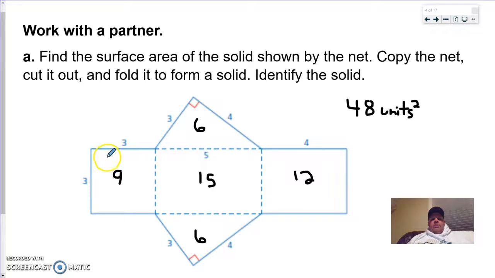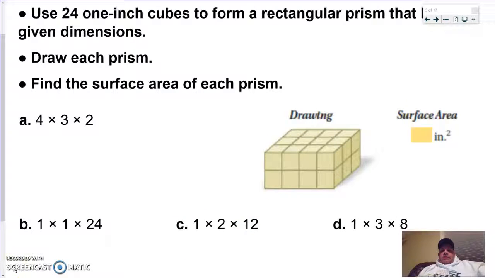Again, finding the surface area of each individual piece and then adding them all together. This is a triangular prism because we have triangles as the base. In our next example, they ask us to draw each prism. I've drawn the first one. Actually, the book drew the first one for you. This is 4 by 3 by 2, and they want you to find the surface area of each prism.